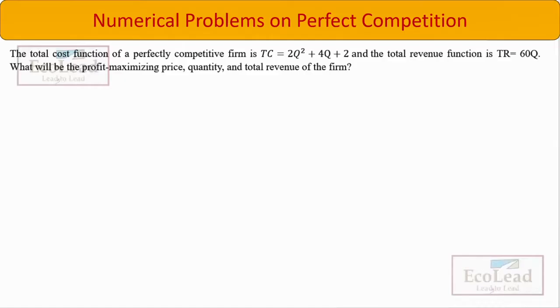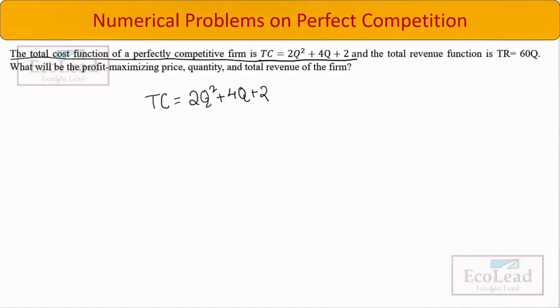Now we will solve the third numerical problem on perfectly competitive market. Let us look at the information. It is written that the total cost function of a perfectly competitive firm is TC equal to 2Q square plus 4Q plus 2. So first let us write the total cost function. Total cost function is TC equal to 2Q square plus 4Q plus 2.